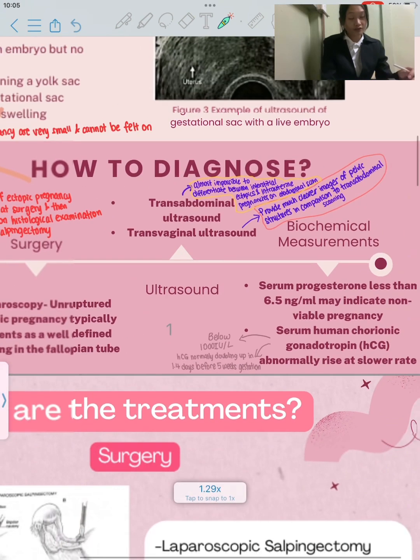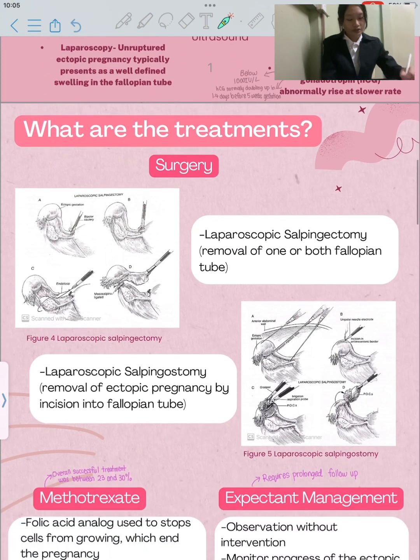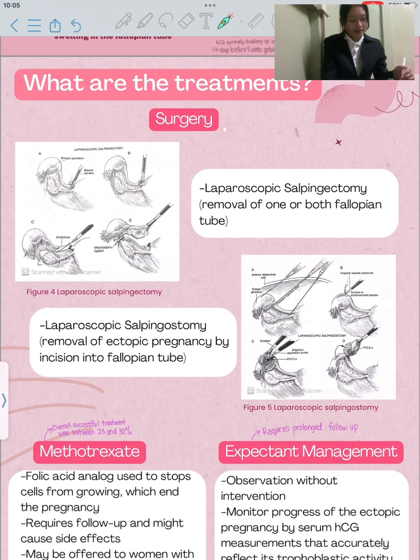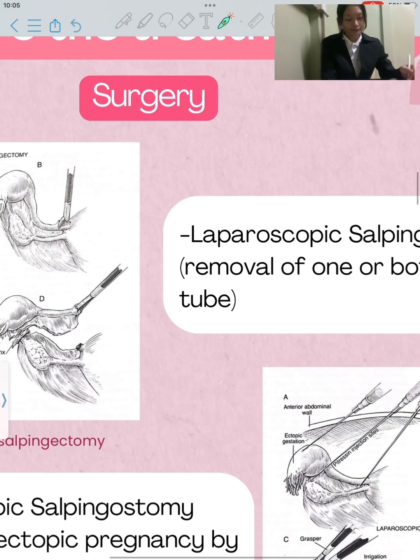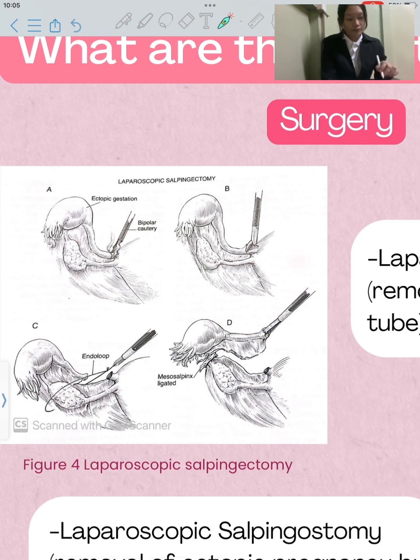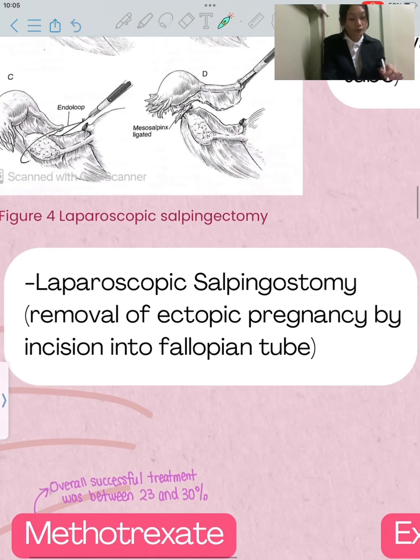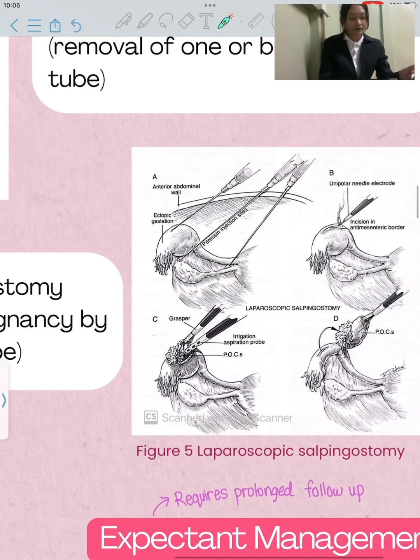So what are the treatments of ectopic pregnancy? We have surgery, methotrexate, and expectant management. For surgery, we have laparoscopic salpingectomy, where we remove one or both fallopian tubes, and this is the procedure of it. Next, we have laparoscopic salpingostomy, where we remove the ectopic pregnancy by incision into the fallopian tube, so that the patient can keep her fallopian tube. And this is the procedure of it.